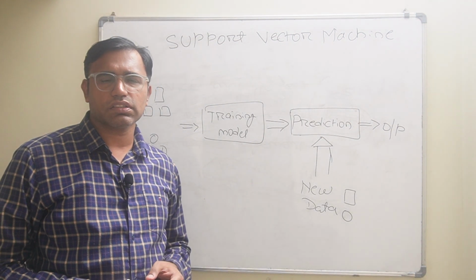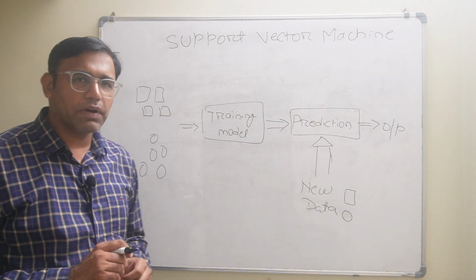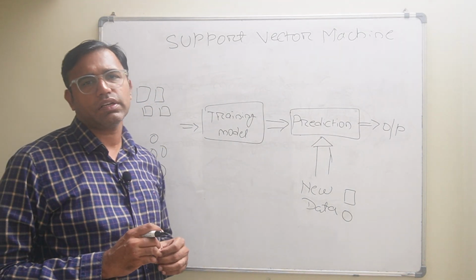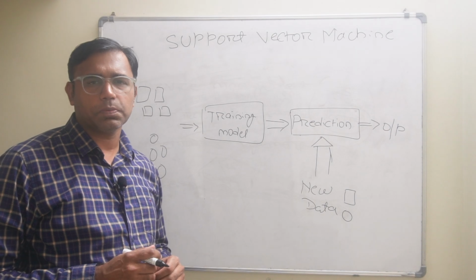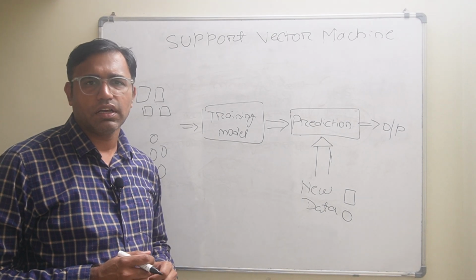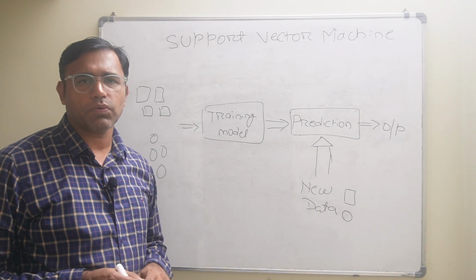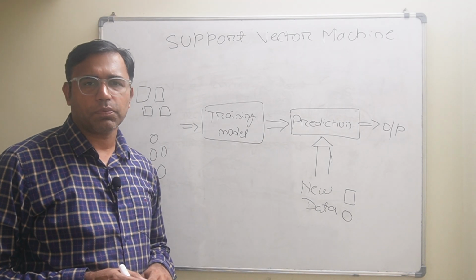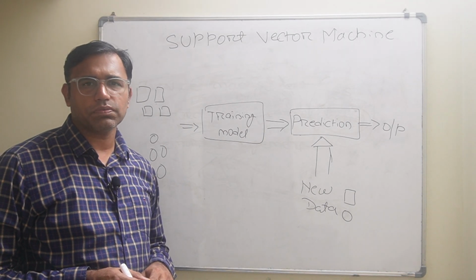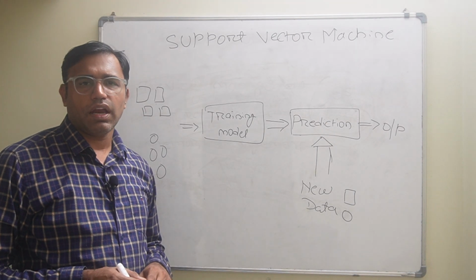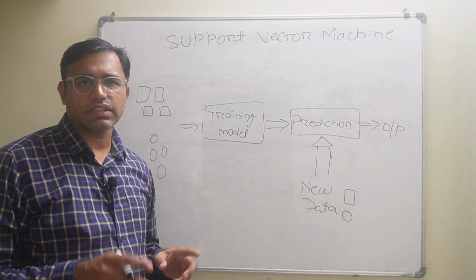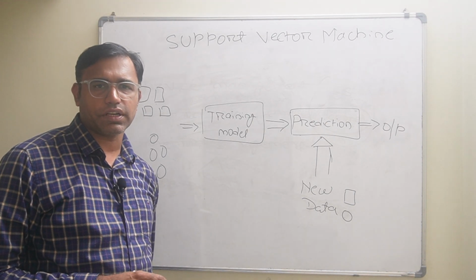So before starting the support vector machine, in machine learning there are three types of learning: supervised learning, unsupervised learning and reinforcement learning. In supervised learning the labels are provided to the data. In unsupervised learning the labels are not provided to the data, and reinforcement learning uses an agent, and the agent takes the feedback of the action and then the appropriate action will be taken.